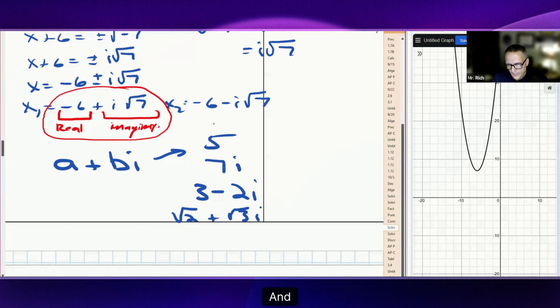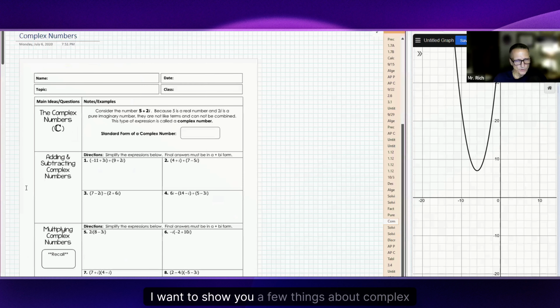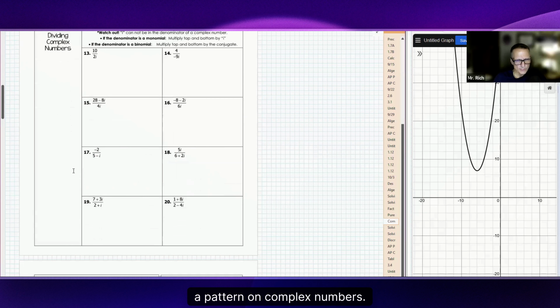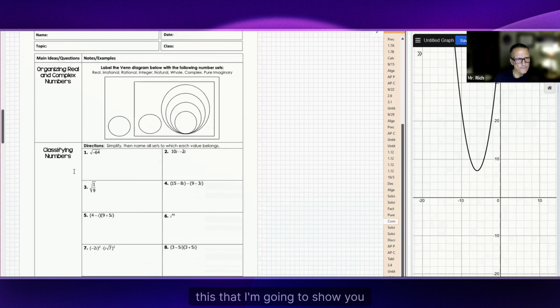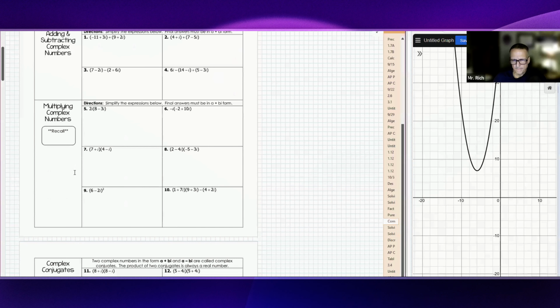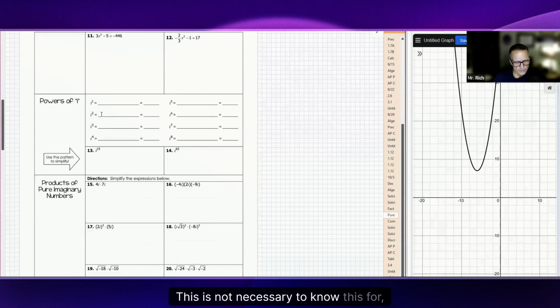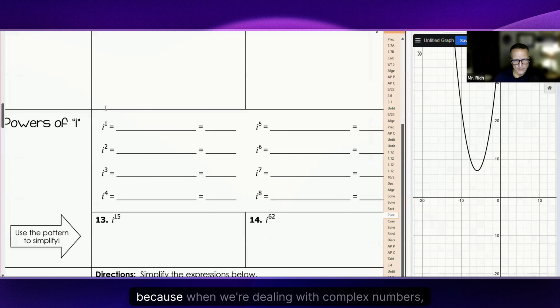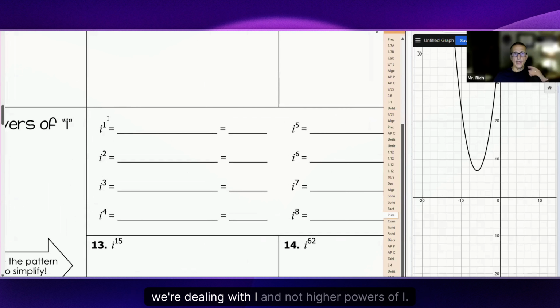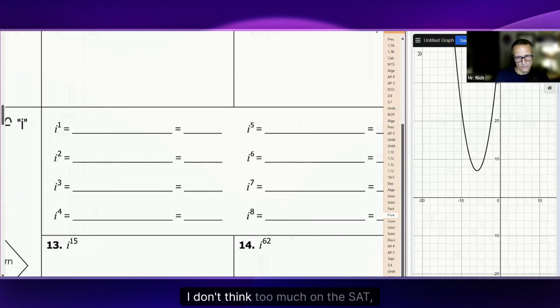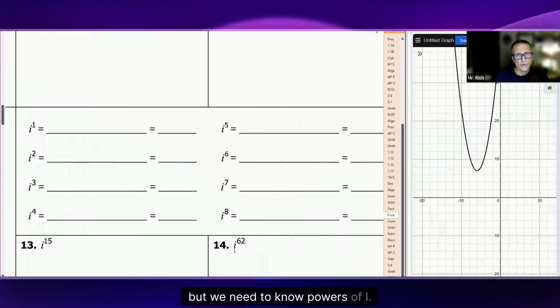Since I've got just a few minutes left, I want to show you a pattern on complex numbers. This is not necessary to know for quadratics, because when we're dealing with complex numbers there, we're dealing with I and not higher powers of I. But this is something that does come in handy when you're taking the ACT. I don't think too much on the SAT, but we need to know powers of I.